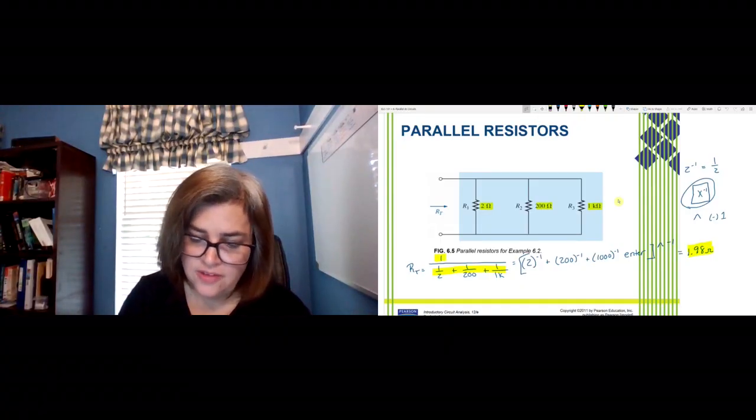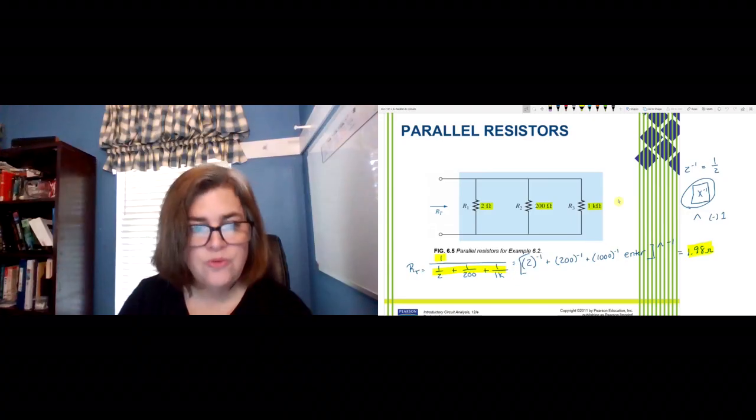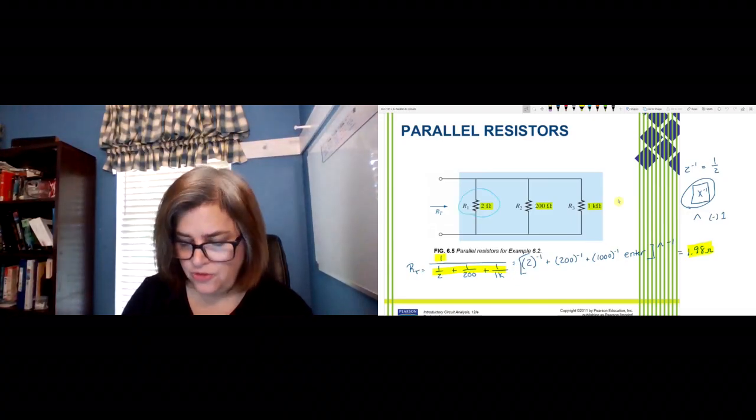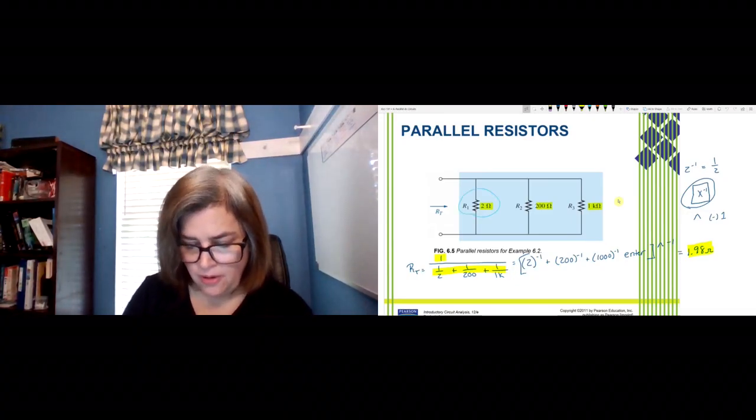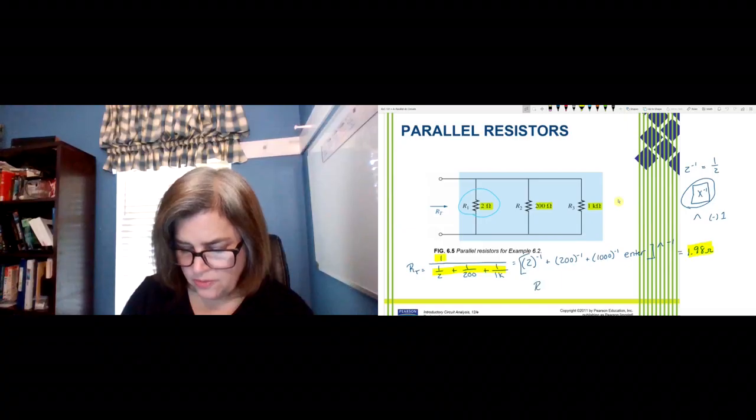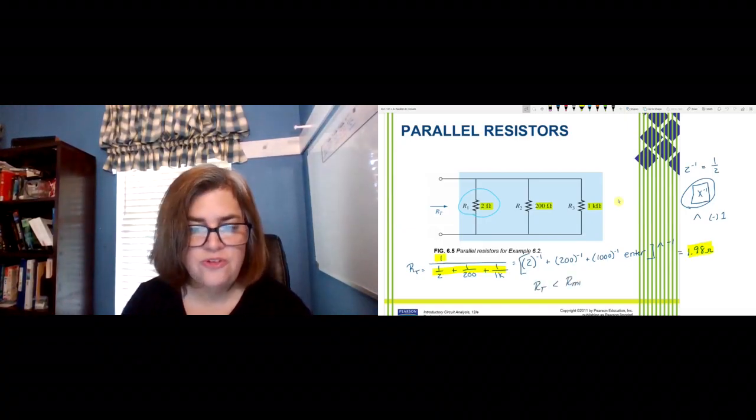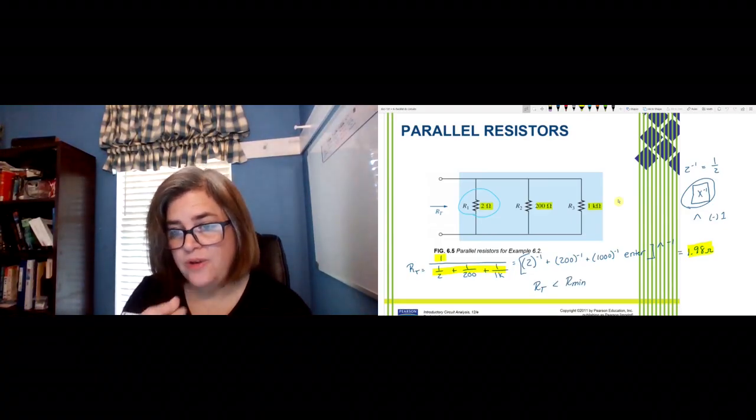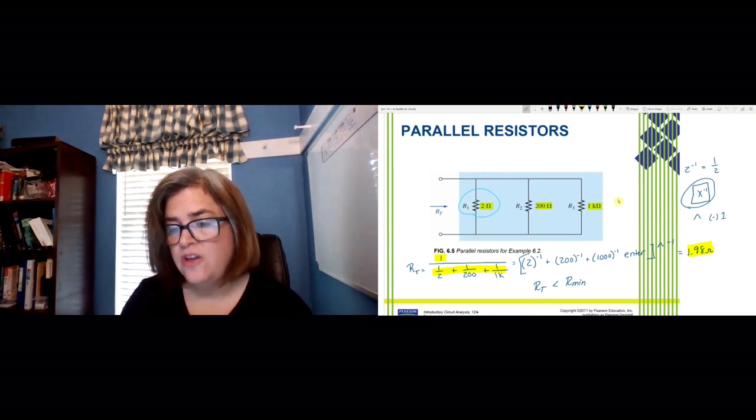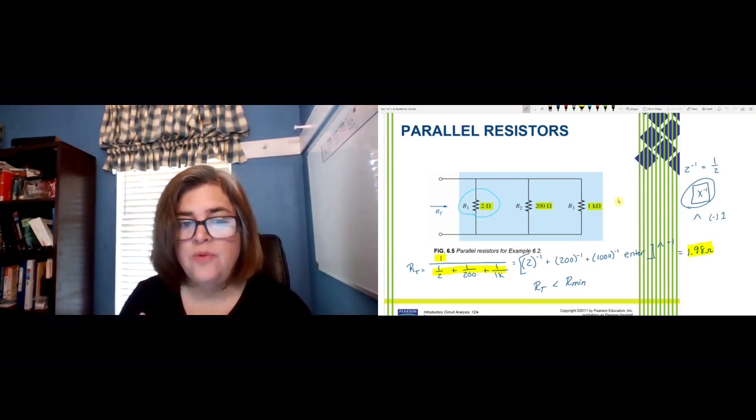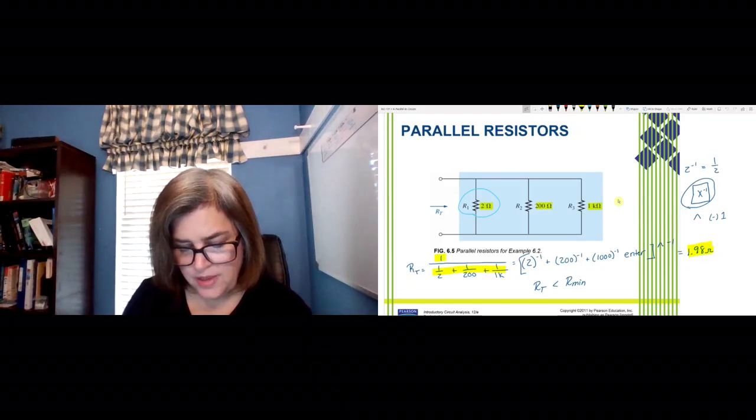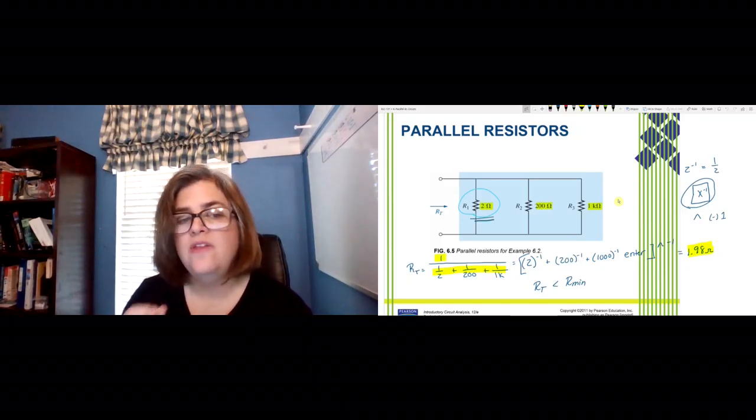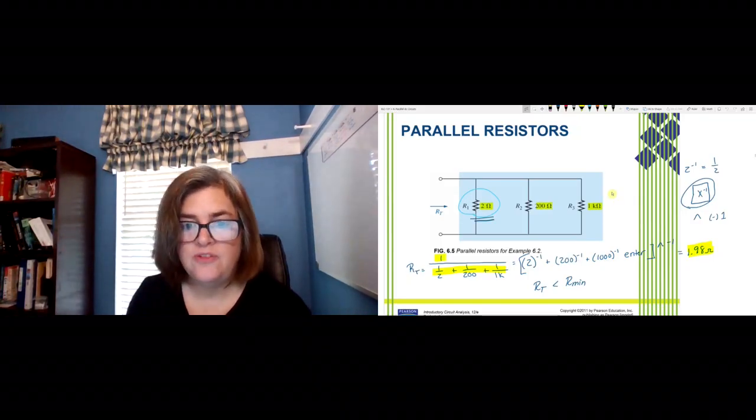It's actually less than my 2 ohm resistor right here. So what you'll find is, in parallel, RT is always going to be less than whatever your smallest resistor is in your circuit. And that's one good check that you can use when you're working through these. If I had come up with a number that was 20 ohms, I would know that's wrong because it has to be less than the smallest resistor in my circuit.